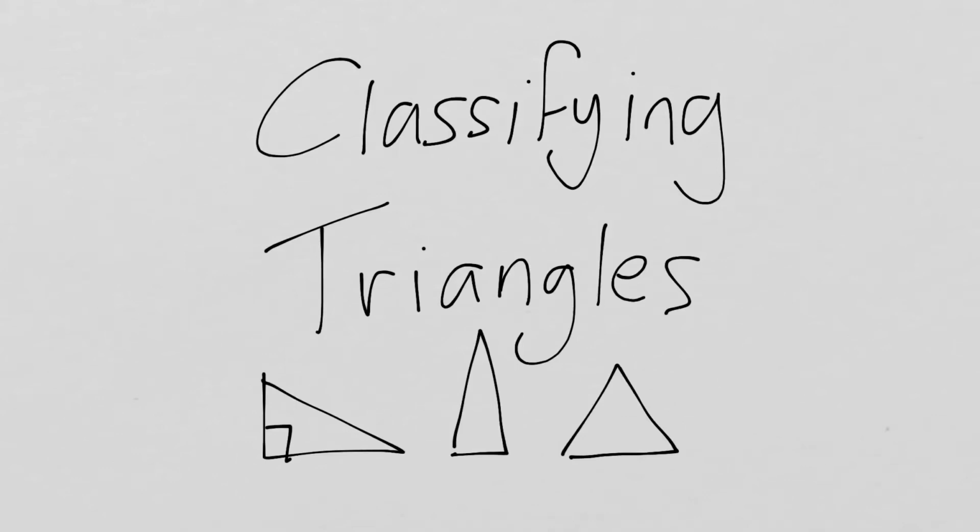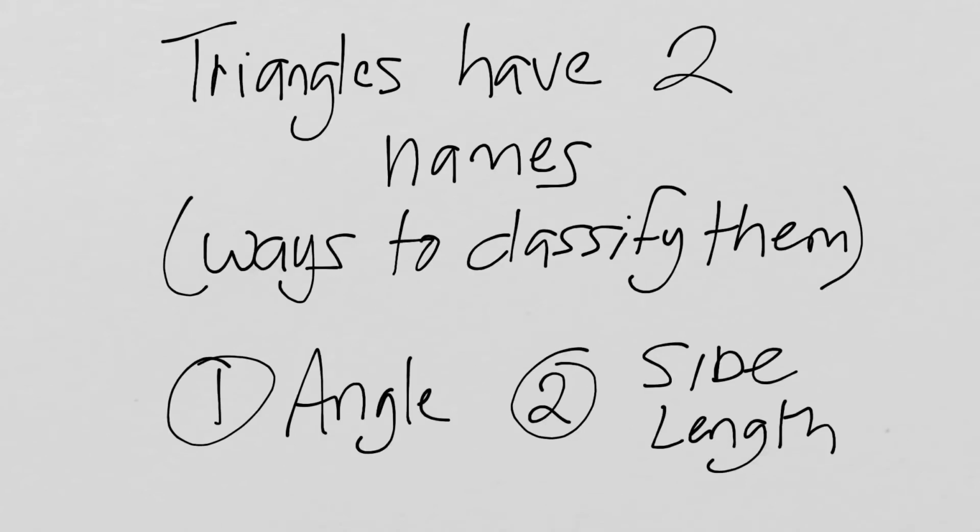Okay, in this video we're going to talk about classifying triangles. Classifying is another way of saying naming triangles because of certain properties that they have. There are two ways to name triangles, or at least triangles have two different ways to classify them or to name them, kind of like us with a first name and a last name. We can be called by both, right? So triangles can be called by two different names.